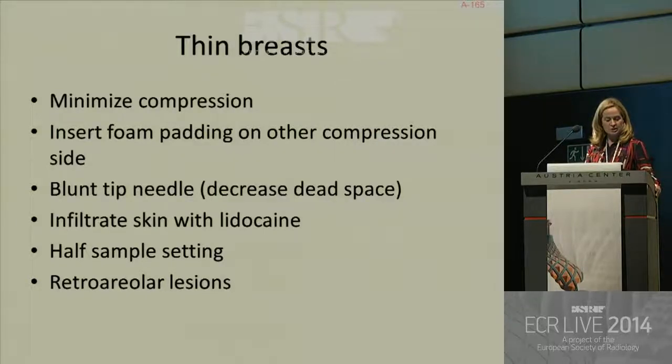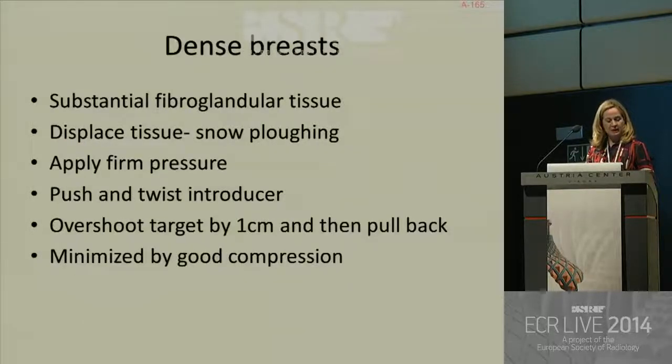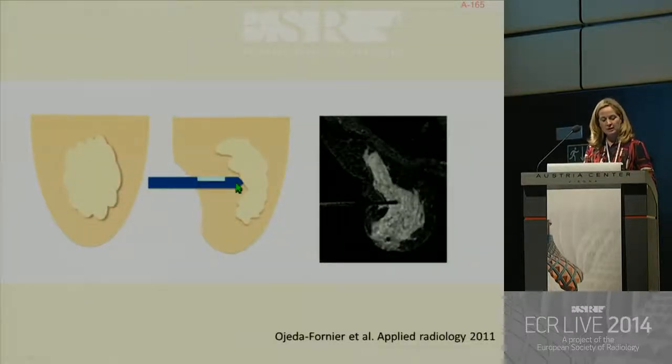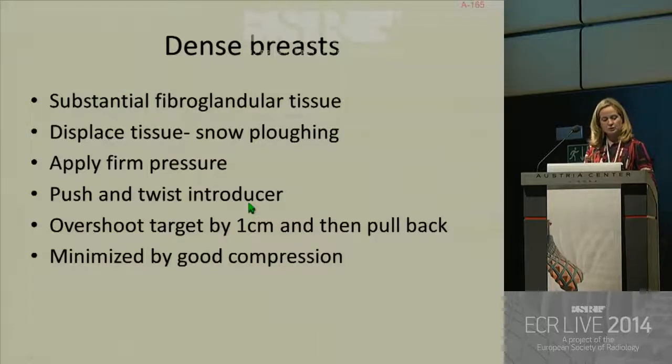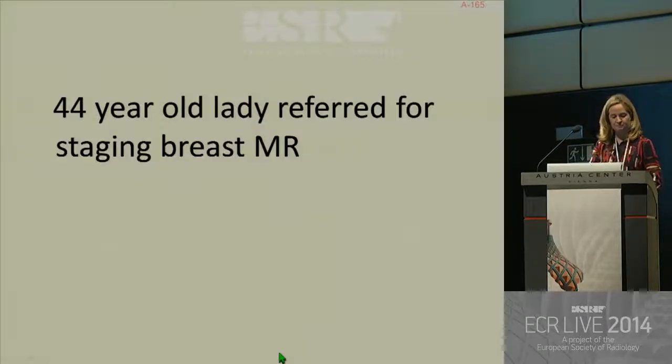For retroareolar lesions, similarly, it can be difficult to get good compression on these lesions, and putting padding behind them can help reduce needle displacement. With dense breasts, you can have this phenomenon called snow ploughing, where the needle, as it's being inserted into the breast, can push the tissue anteriorly. So to reduce this, you push and twist your introducer and overshoot your target by 1 centimetre and then pull back.